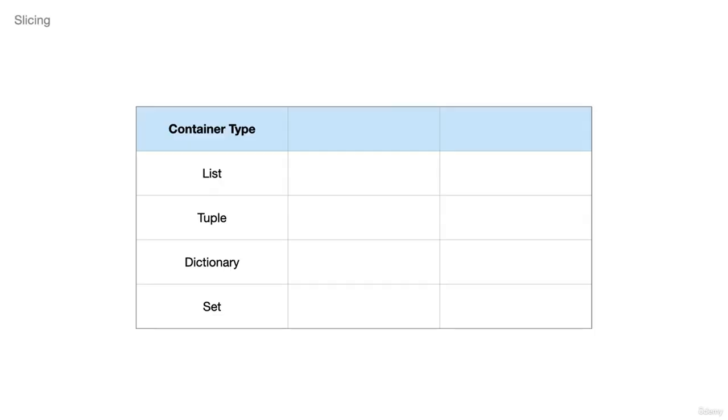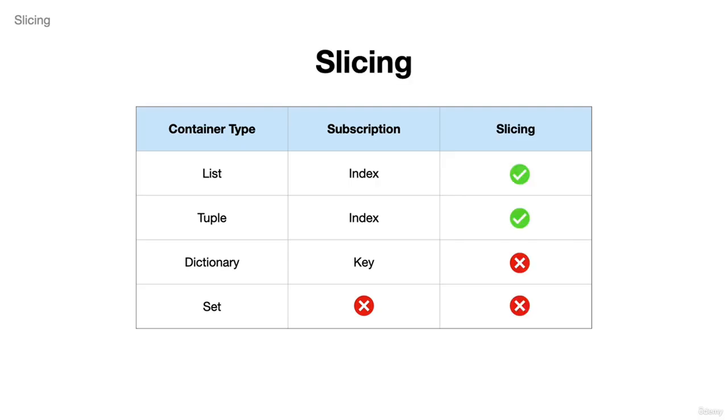In the previous chapter, you saw operations that were applied to lists, tuples, dictionaries and sets. You learned that elements in lists and tuples can be accessed by subscription with an index. Dictionaries also support subscription, but with a key. Sets do not support subscription. Lists and tuples also support slicing. So what is slicing?